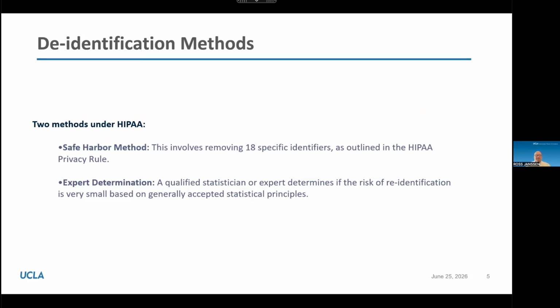So there's 2 methods under HIPAA for de-identifying PHI. The first one is the safe harbor method. It involves removing 18 specific identifiers, and we'll go over those in just a second. And then the expert determination, where you have a qualified statistician or an expert who determines if the risk of re-identification is very small based on generally accepted statistical principles. And in my experience, we have a lot of researchers who use the statistical method when they can't necessarily get rid of all 18 identifiers.